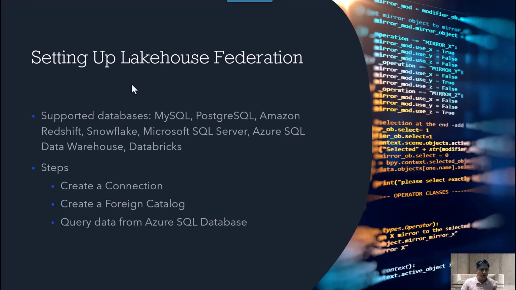Okay, so now we will understand the process of setting up Lakehouse Federation. First of all, it supports databases like MySQL, PostgreSQL, Amazon Redshift, Snowflake, Microsoft SQL Server, Azure SQL Data Warehouse, or Databricks. Now, what are the steps involved in setting it up? First, you create a connection to the external data source. Then you create a foreign catalog linked to this external connection, and then you query the data from the Azure SQL database. In this case we are using Azure SQL database.